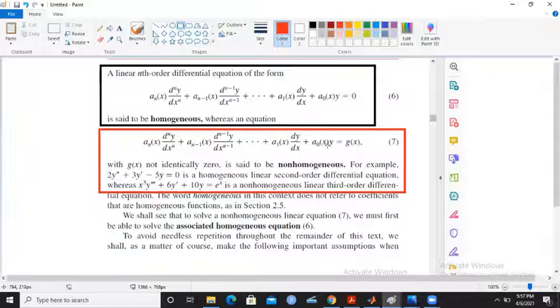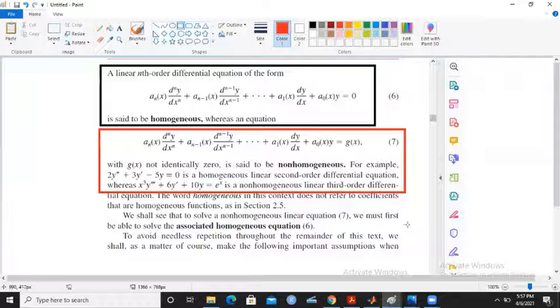And then at the end, I will have a0(x) y is equal to another function g(x). This time I do not have a 0 on the right hand side. I have a function of x again. Then I will say that this is a non-homogeneous differential equation. Okay, so this is the basic definition, and we will revisit this definition again and again in the upcoming lectures.